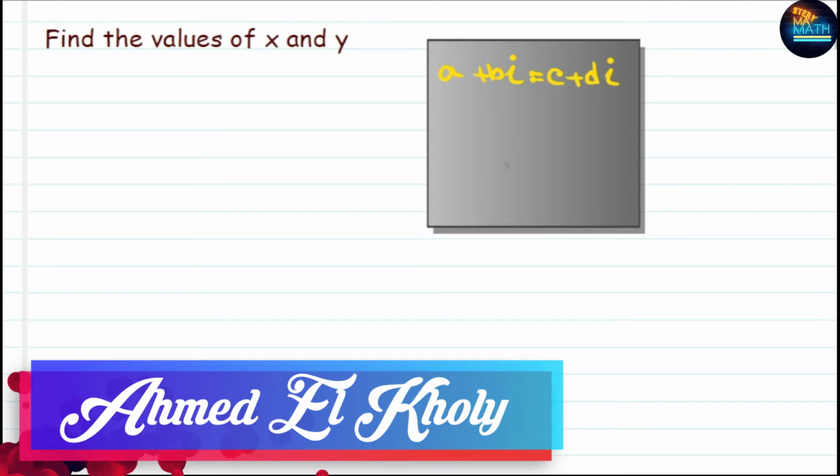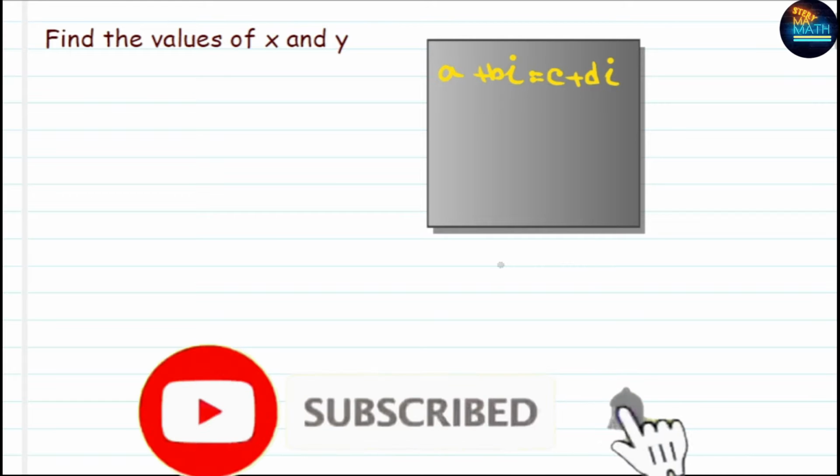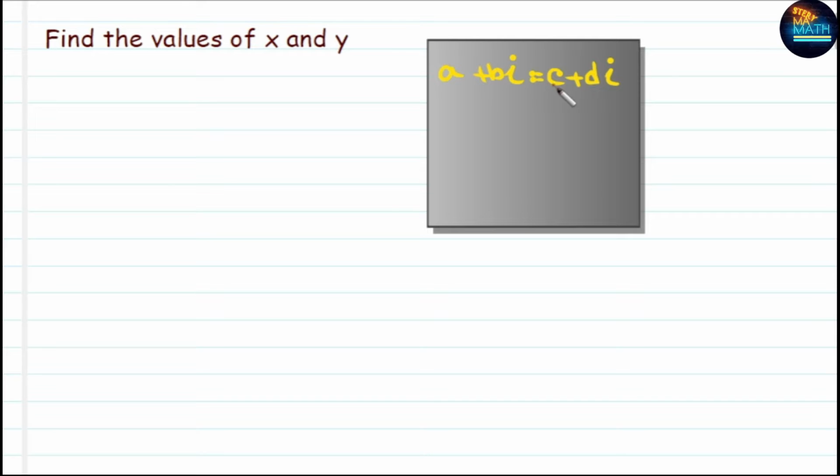In this video, we'll learn how to solve equations when you have equality of two complex numbers. The rule is, when you have a plus bi is equal to c plus di, you know that a and c are real numbers or real terms, and bi and di are imaginary parts or imaginary terms. So all you need to do is make the real parts equal each other, and also the imaginary parts equal each other. So a is equal to c because they are real parts, and b is equal to d because they are imaginary parts.